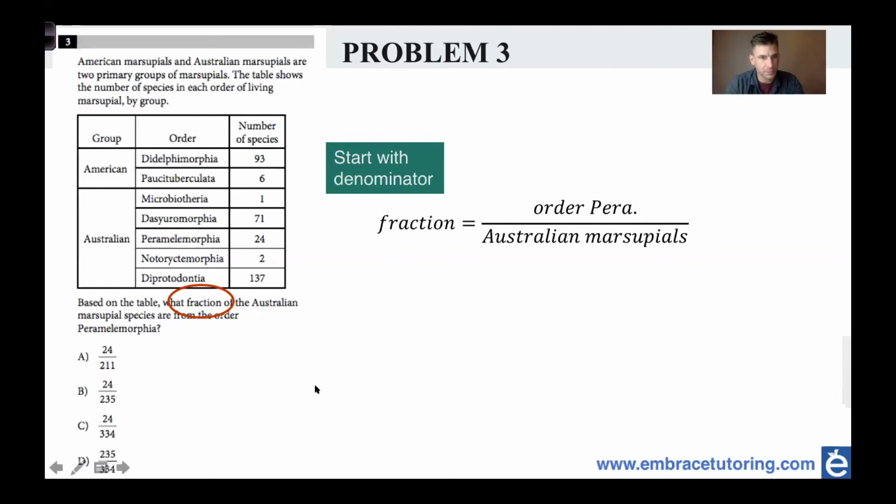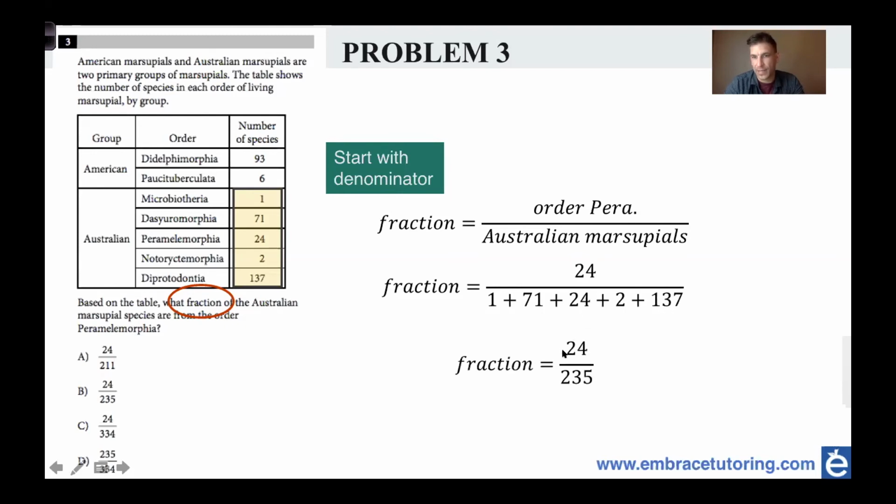Now, when I do this, I'm going to add these up because I'm in the calculator section. I'm going to save some time. I don't even care about the American in this instance. And the fraction is 24 over 1 plus 71 plus 24 plus 2 plus 137. I add them together. I get 24 over 235. I notice that it's not going to be simplified. And if I look at my possible answer choices, that seems to be the right answer. So B is going to be my right answer for this question.